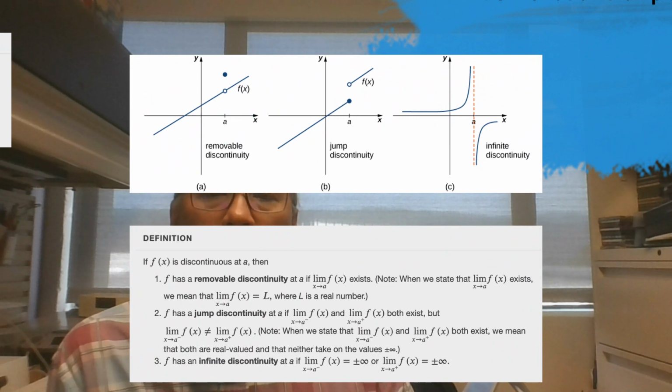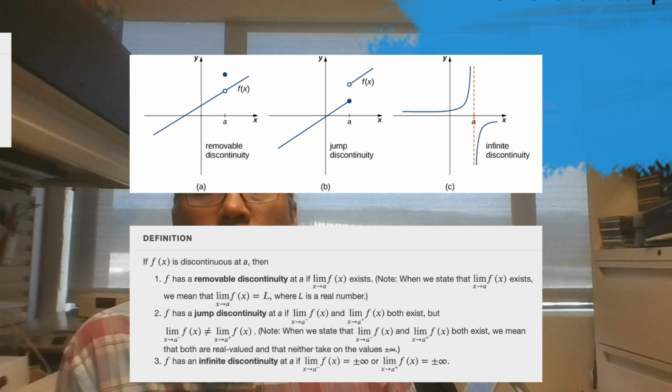And so in the case where the limit does not exist, that could be case 2, where you have a jump discontinuity or infinite discontinuity. Or maybe there's just a hole in the graph. And if there is a hole in the graph, you can think about it as a removable discontinuity.